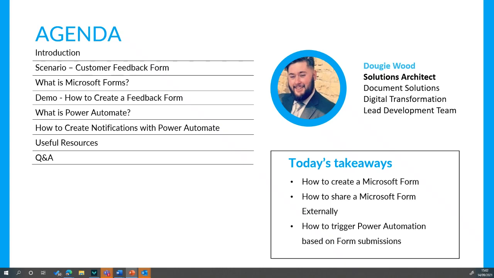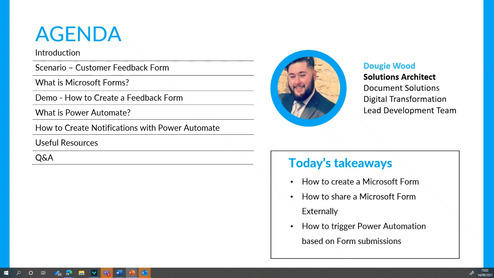Now, for those of you not familiar with Power Platform, Power Automate allows you to build workflows for doing things like automatically sending email notifications or Teams messages or automating certain business processes. So we're going to look at how we actually create a notification using Power Automate for that as well.